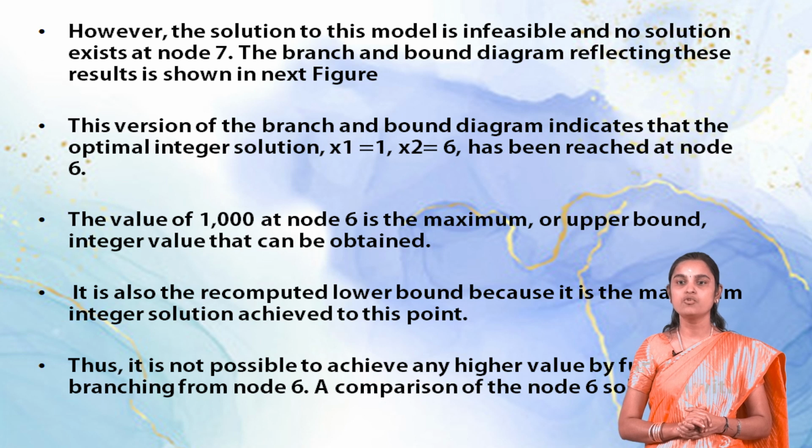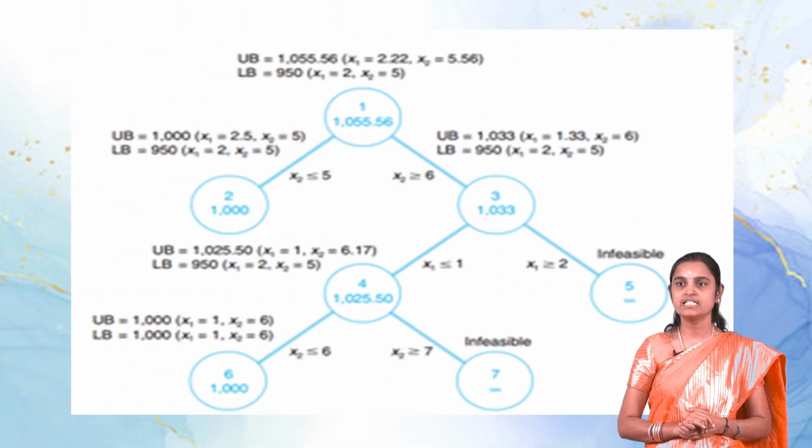A comparison of the node 6 solution is as follows. Node 1 branches into 2 and 3, node 3 branches into 4 and 5, 5 is infeasible. In node 2 we got an integer solution, again 4 is branched into 2, where the upper bound is 1000, x1 equal to 1 and x2 equal to 6, lower bound is 1000, x1 equal to 1 and x2 equal to 6. Now the solution is 1000 at node 6 and in node 7 we get an infeasible solution.